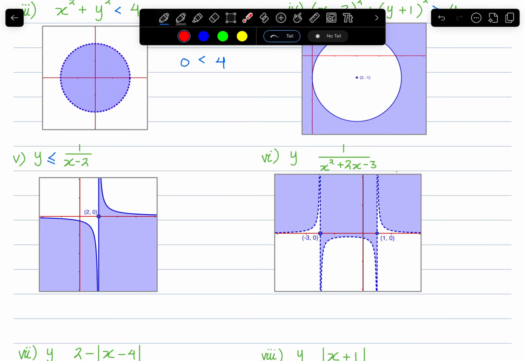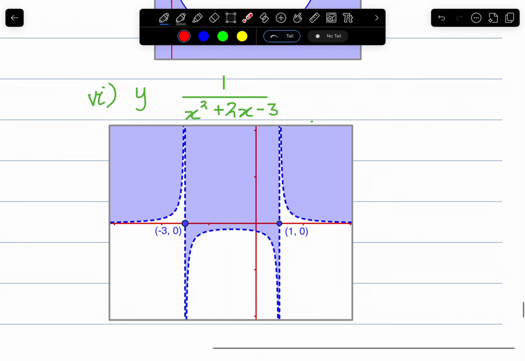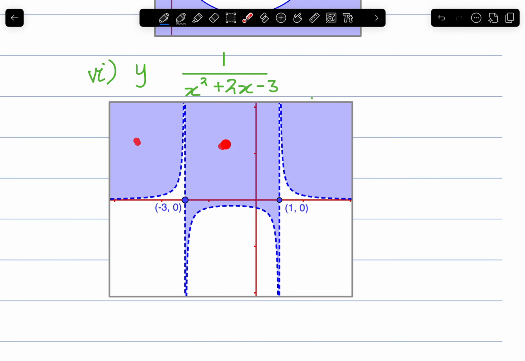And there you have it. Likewise with this one, you can probably guess any point that I pick, let's say this point, is above the curve at that point. This point is above the curve at that point, and so is this one. So the y value here must be just greater than, since it is a dotted line. So y is greater than this hyperbola. Okay, so let's keep going.